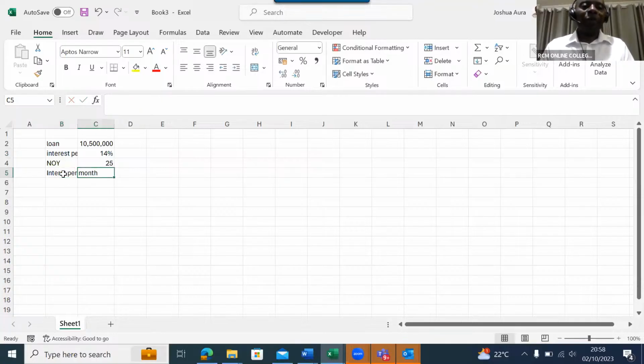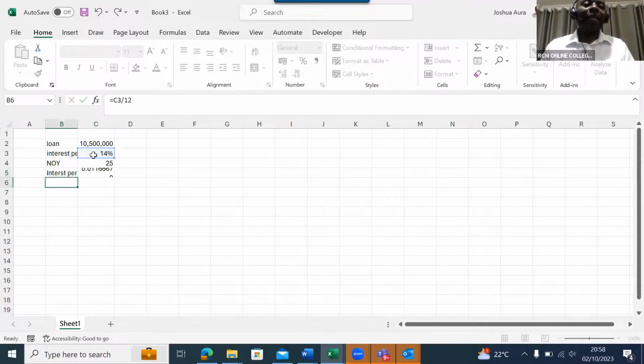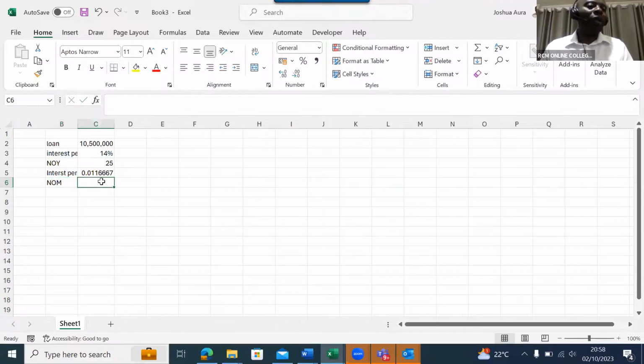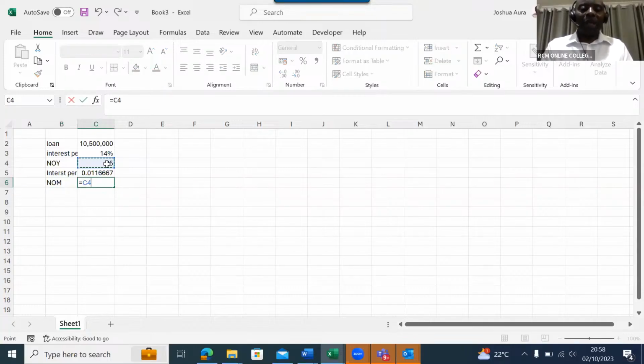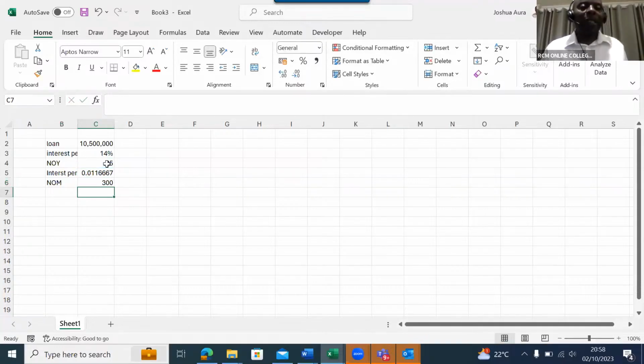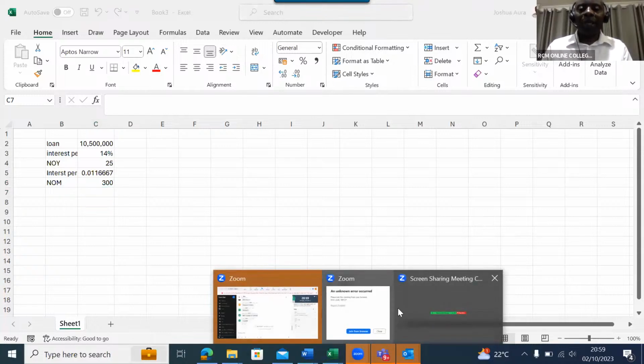So interest per month, what do I do? I will say equals, I pick the interest per annum, divided by 12. Enter. And then from there, I have NOM. NOM stands for number of months in total. Remember, I know I'm supposed to pay this in 25 years, but each year has got how many months? 12 months. So NOY is number of years. NOM is number of what? Months. Number of months. So I hope that we are together up to here.